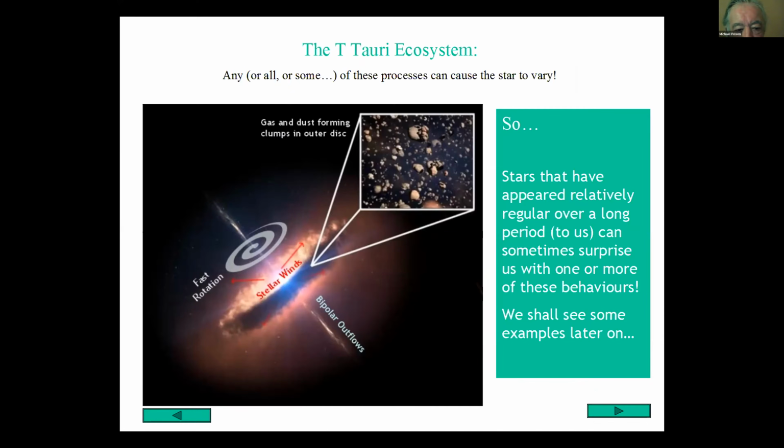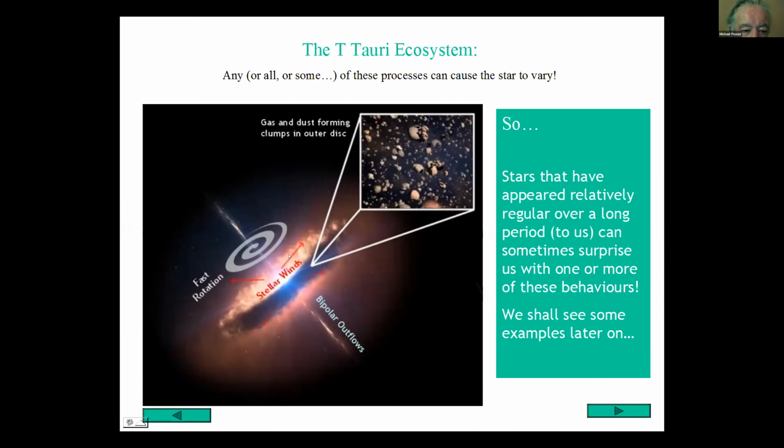There is not usually just one cause for variation in these young stars. So we've got the fast rotation here. Our baby star is rotating very quickly. This obviously can lead to star spotting, because fast rotation tends to be associated with a strong magnetic field, which tends also to be associated with star spotting. So as the spots rotate across the star, they can produce one element of the variation. Generally, these aren't very large variations.